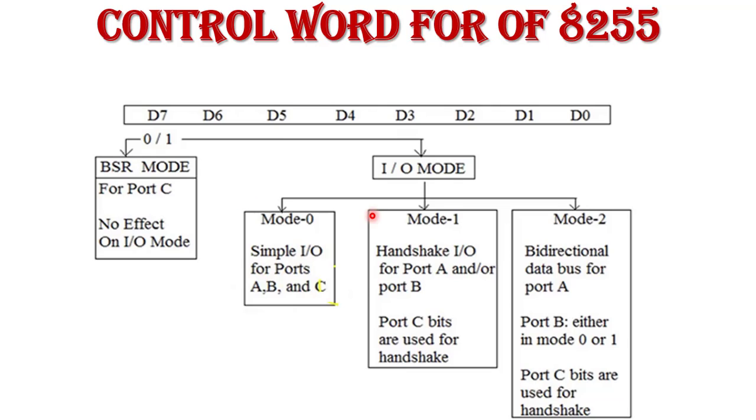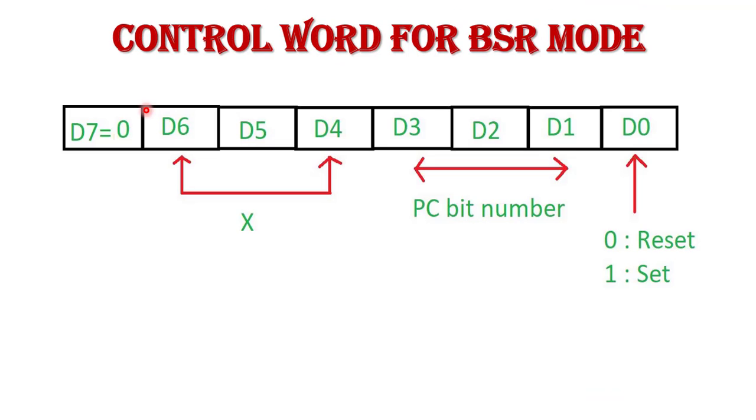So in this way 8255 is working. Now the remaining bits of the control word, that is D0 to D6, define the functionality of each port and mode as per the mode in which they are working. If 8255 works in BSR mode, these bits define the functionality of the particular port as per BSR mode. If 8255 works in input output mode, these bits define the functionality of the port as per input output mode. So here first I explain the control word of BSR mode.